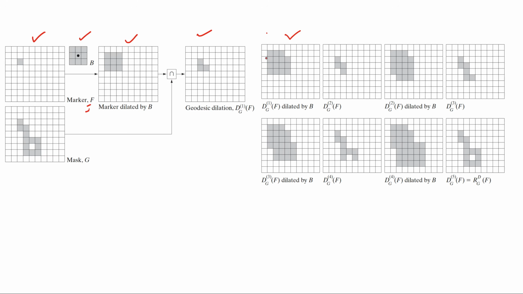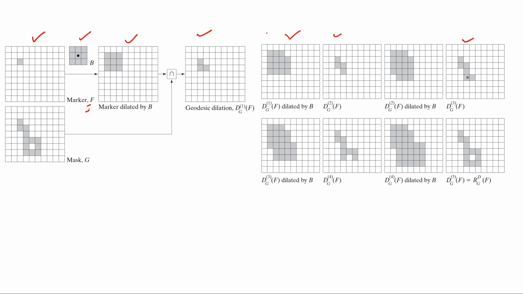So what will happen is whatever is common for this image and this mask will only exist in the output, so you will get only these 4 pixels in the output here. Now again, if you take this image and dilate it with this structuring element, the result will look like this. Then if you intersect this image with the mask, the result will be like this. So this is the result after we have dilated this image geodesically 3 times.